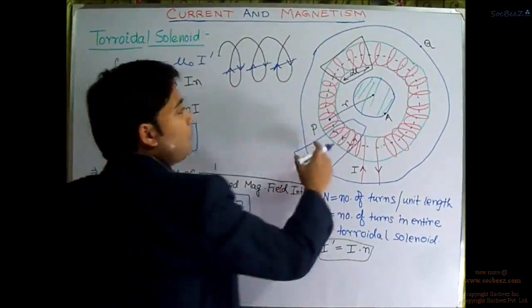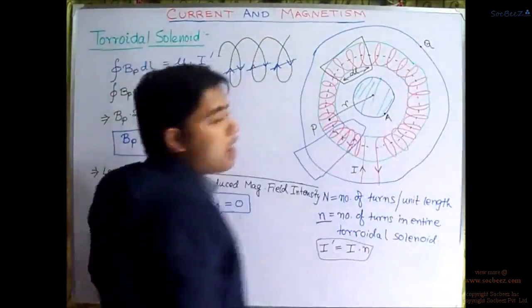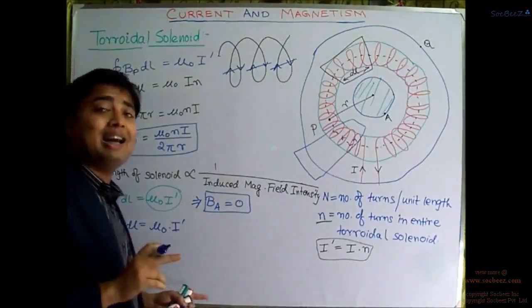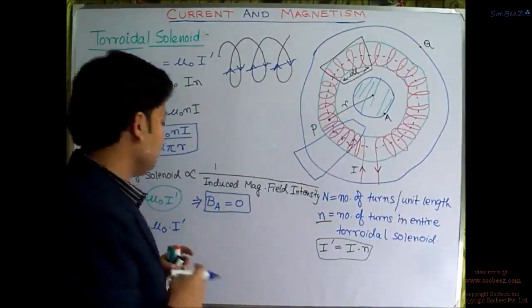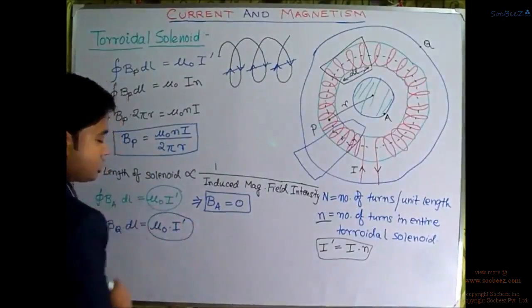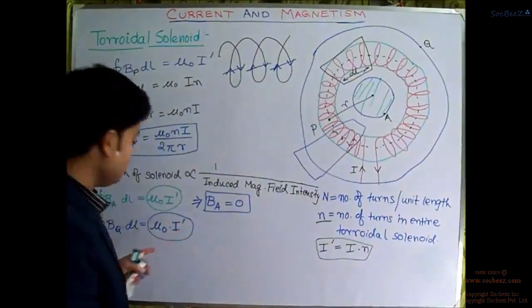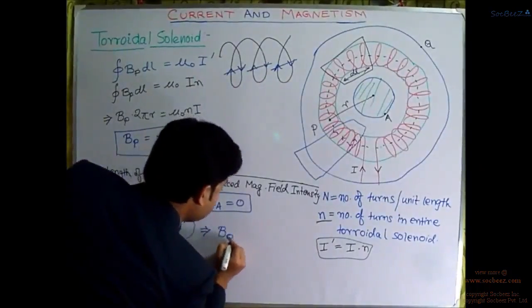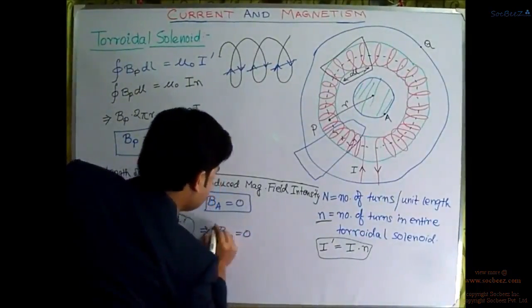So the value of I dash at this point Q will simply be equal to 0 because they are cancelling out, right? Which implies that this expression will be equal to 0, or we can write that B at point Q is simply equal to 0.